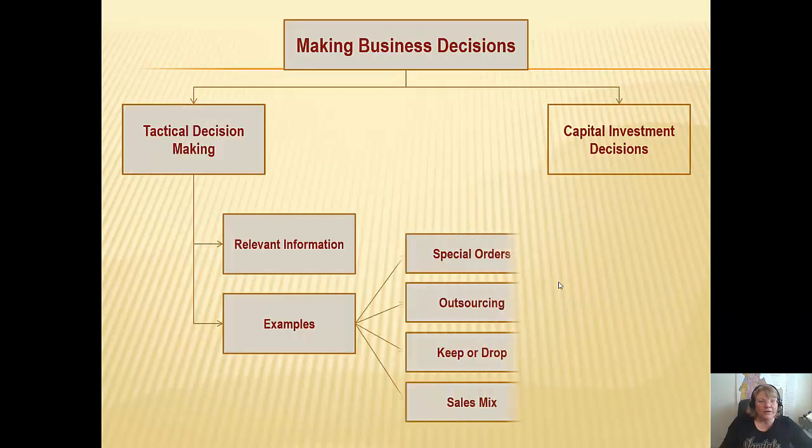So tactical decision making can be broken down into, first you need relevant information. And we talked about the relevant range, and the relevant range is a range where fixed costs are relatively the same. Now, this is relevant information, which means the information that you have is pertinent to the decision. And we're going to take a look at relevant information.